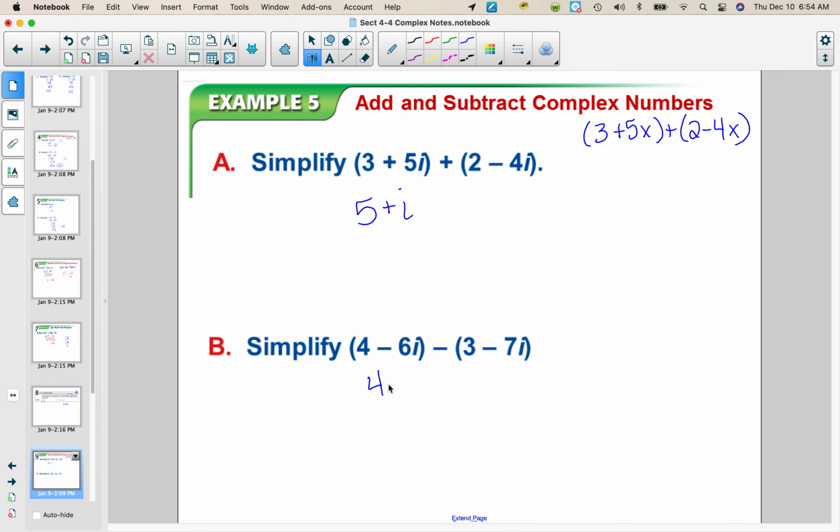Down here, I'm going to start by distributing the minus sign, which makes this a plus 7i. So now I'm going to combine 4 minus 3 is 1, and -6i plus 7i is a positive i. Okay, not hard.